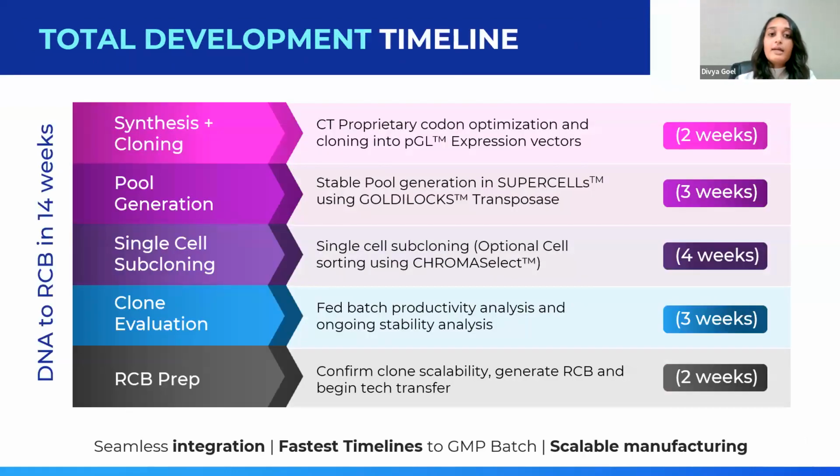So overall, the end-to-end cell line development timeline from initial gene synthesis, cloning, generating pools, screening single clones, doing clone evaluation, and then generating the final research cell bank with the top 3 clones is an end-to-end timeline of 14 weeks. So very rapid turnaround time from the start of the program through final tech transfer of the research cell bank for manufacturing.